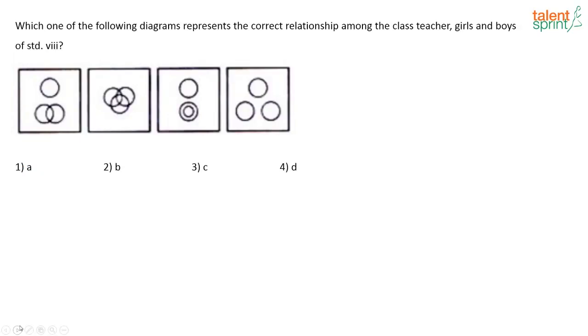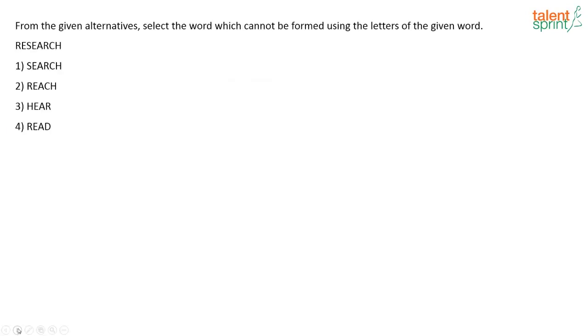Now next question. Which of the following diagrams represent the correct relationship among class teacher, girls and boys in a standard 7, a standard 8? Again, class teacher, boys and girls. These have to be 3 separate sets. They cannot have any intersection. So the correct answer will be option D. One has to be class teacher, one is boys and one is girls. So this will be your correct answer, option D.